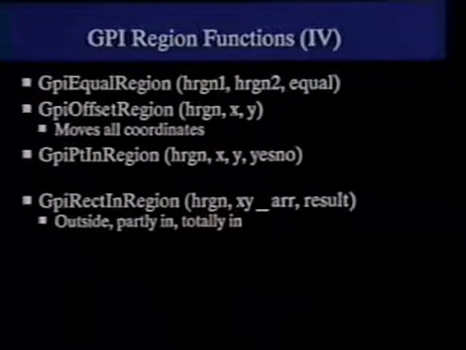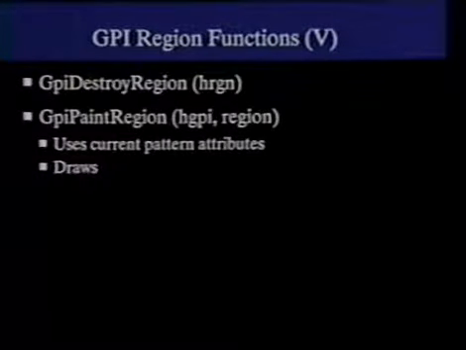Functions are available for you to find out whether two regions are equal. You can move all the coordinate locations in a region by offsetting them. You can inquire whether a point is within a region and get a yes/no result. You can inquire whether a rectangle is within a region and get a result that depends on the parameter that you specify as being outside or partly in or totally in. That is the region that you query. When you're done with a region, you can destroy it.